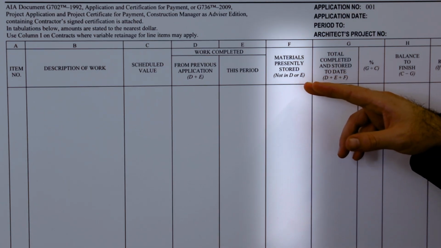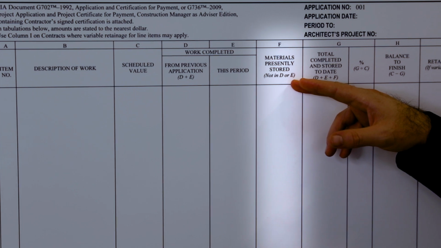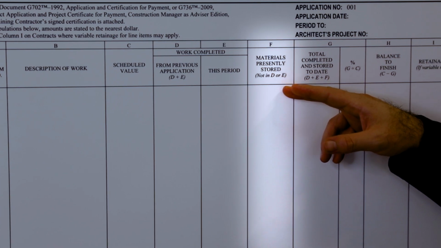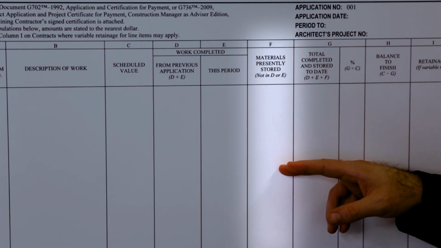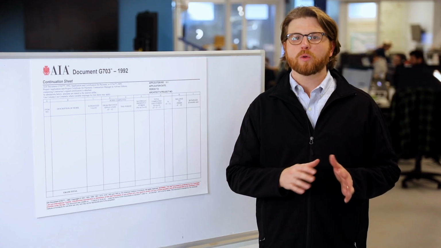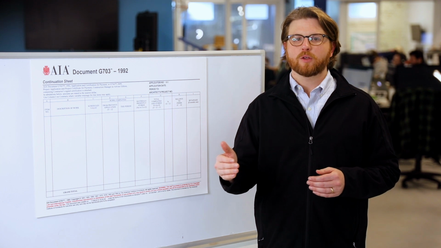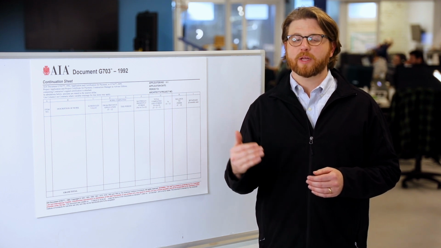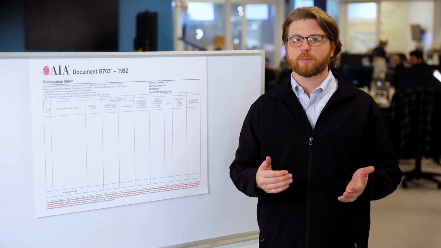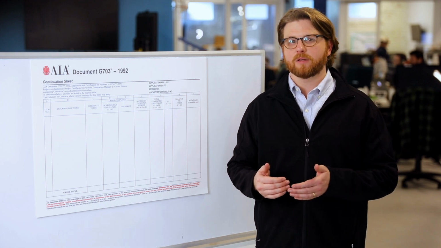Then column F is the materials that are presently stored. In column F, you'll put the value of all the materials that you've purchased and stored on the job site but haven't actually used yet. Only enter the value of materials that you've purchased through the end of the billing period. You may be tempted to bill for materials that you're planning to purchase soon or purchase after the billing period, but it's generally not recommended. Overbilling can delay your pay app and hurt the relationship with the hiring party.